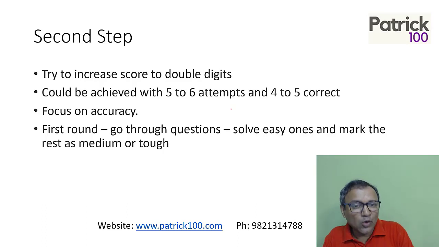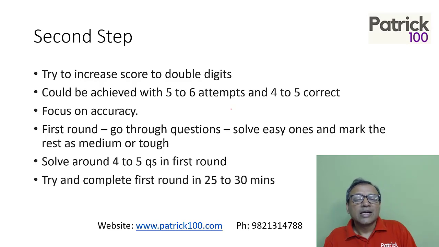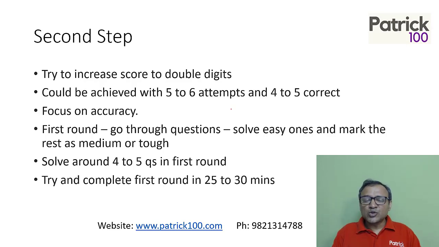I mean, go through all the questions in the first round, but as and when you go through the sums, if you find any question that is easy, solve it then and there, and mark the rest as medium and tough. So in the first round, maybe you can solve 4 to 5 questions. Time it at 25 to 30 minutes. You should try to finish the first round going through all the questions.